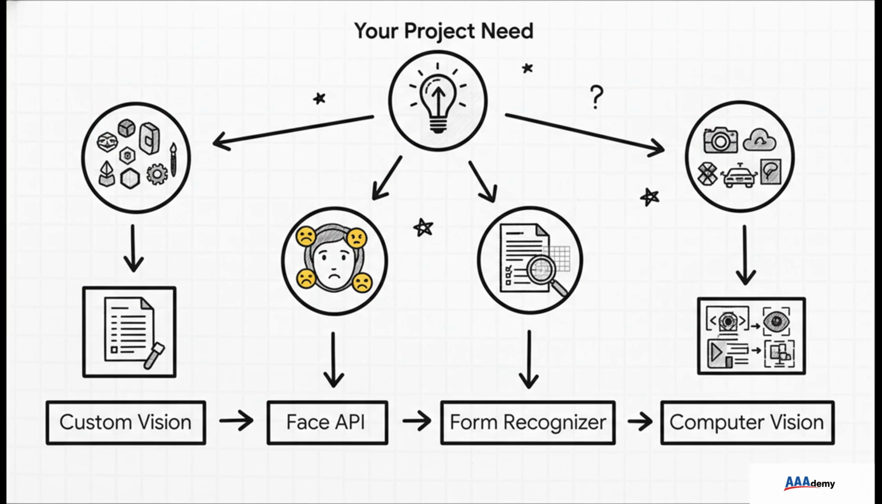So, next time you're starting a project, just run through this little checklist in your head. Ask yourself, am I trying to recognize custom objects? Boom, Custom Vision. Is it all about faces and emotions? That's the Face API. Am I trying to read structured forms? Form Recognizer is your friend. And for pretty much everything else, the general computer vision API is your best bet. It really is that simple.